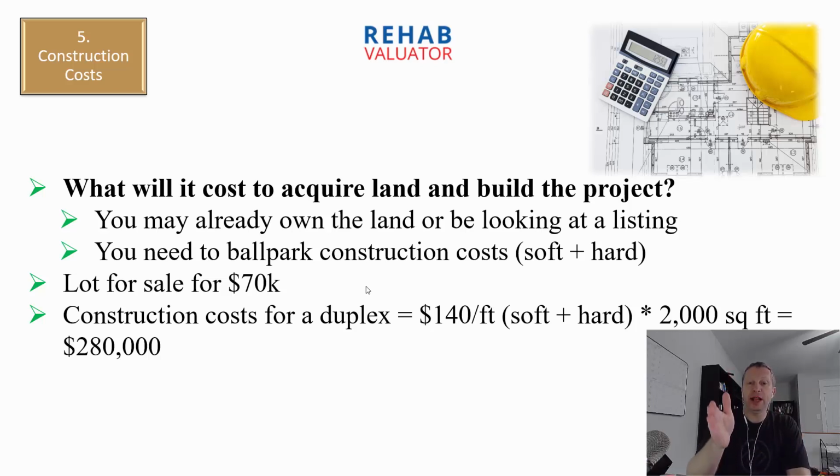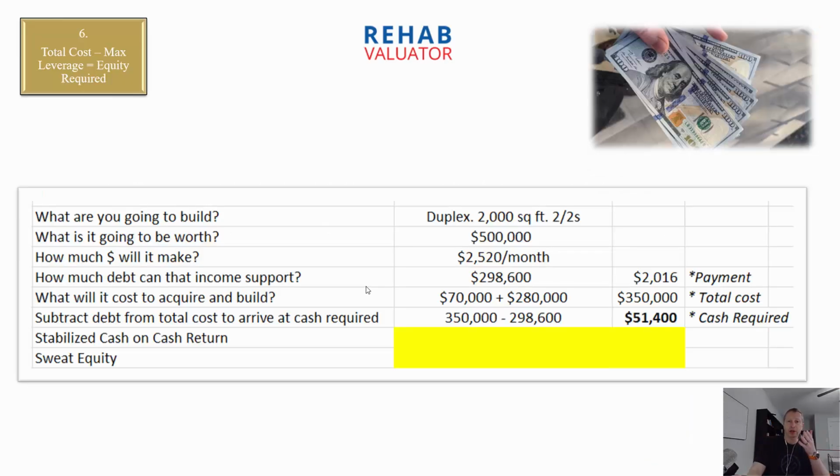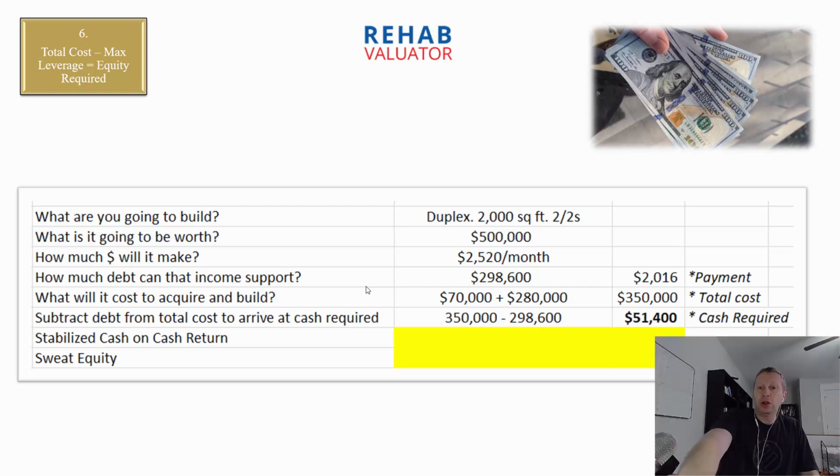So I'm going to assume $140 a foot to build this 2,000 square foot duplex, which means my construction costs, between soft costs, all my architectural, engineering, permitting, and my hard costs, $280,000. So my total for acquisition and construction, $350,000. So let's recap where we are. My total costs are $350,000.